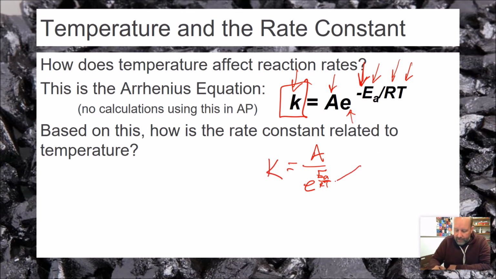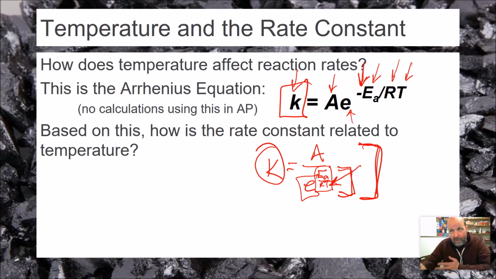If I take temperature and I make it larger, then I make this value here a smaller value, which means I'm raising E to a smaller value. So this whole value down below is smaller. And if this whole value down below is smaller, then this entire value is larger. A over 50 would be a much smaller number than, say, A over 2. And so tracing through that, a higher temperature means a larger K, which is what we understand, right?